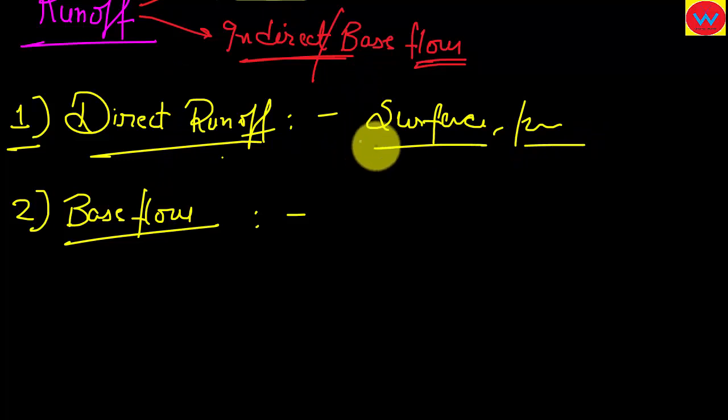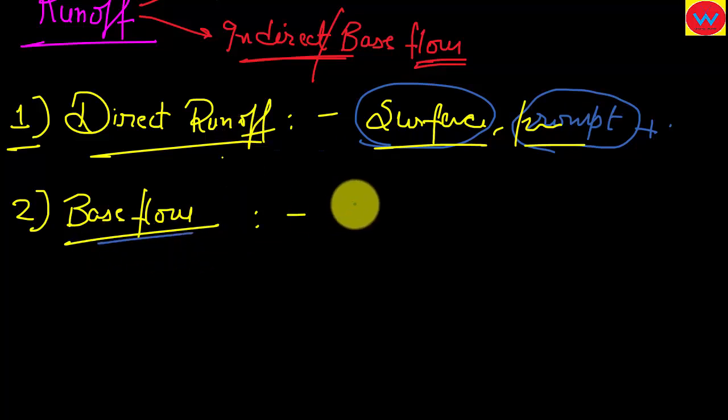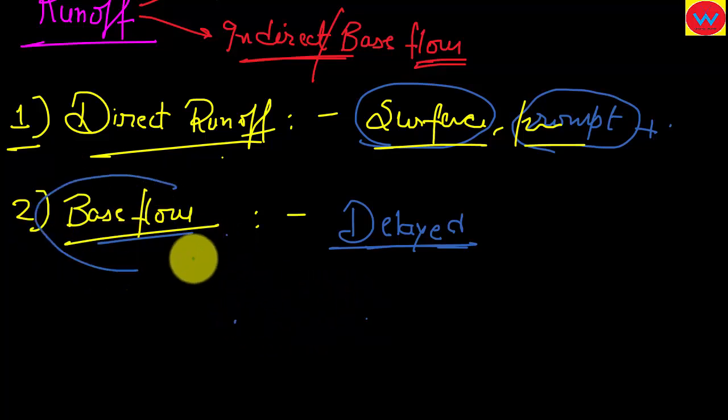Let me tell you once again, that is surface runoff, prompt interflow, that is water reaching quickly beneath the ground surface, and that part of water which falls directly on the stream. So all these three terms will be counted in direct runoff. And base flow is that delayed flow which reaches the stream as groundwater. That is, first the water reaches the groundwater and then groundwater reaches the stream. So this is known as base flow.